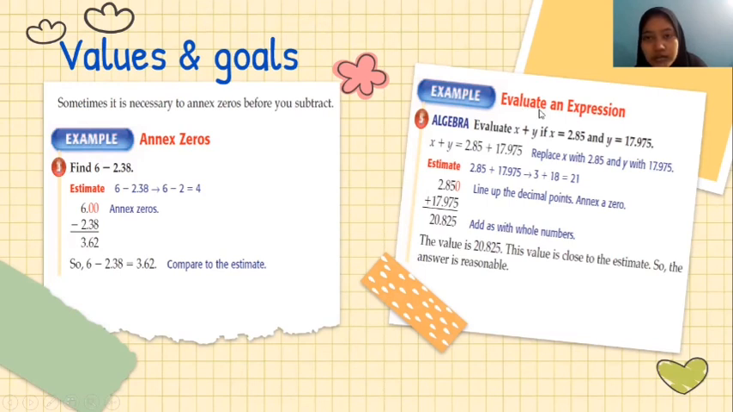And the next, evaluate an expression. Evaluate x plus y if x is 2.85 and y is 17.975. So you can see right there. This is the solution of this question.